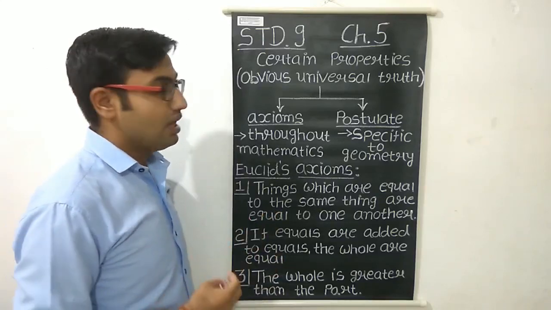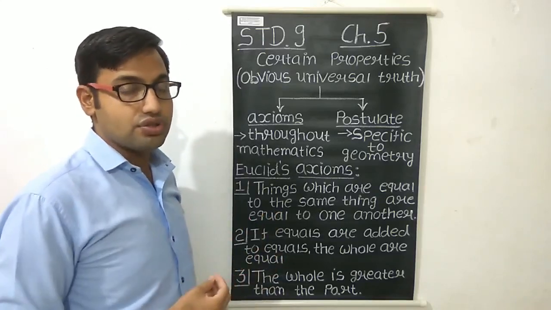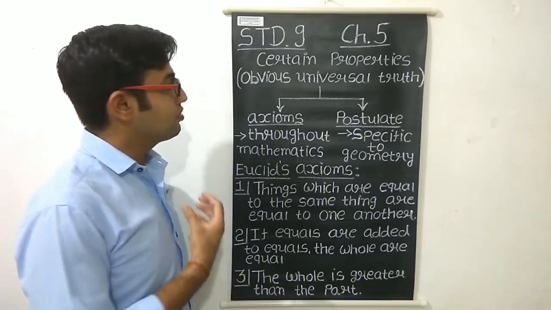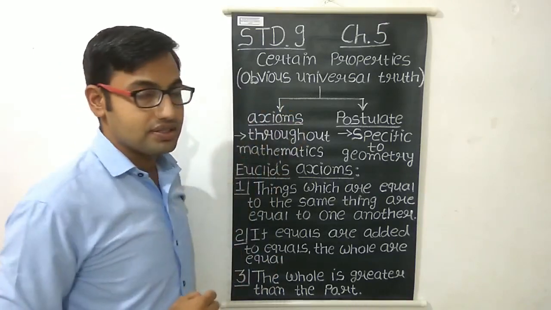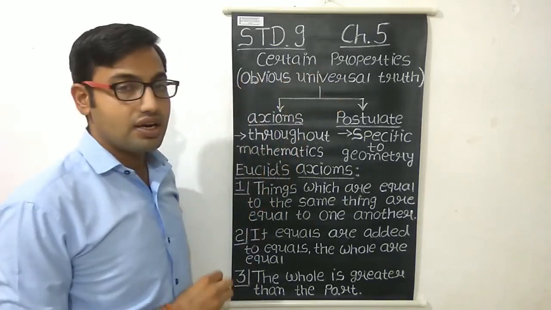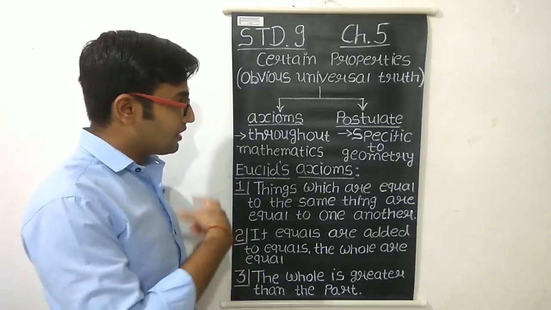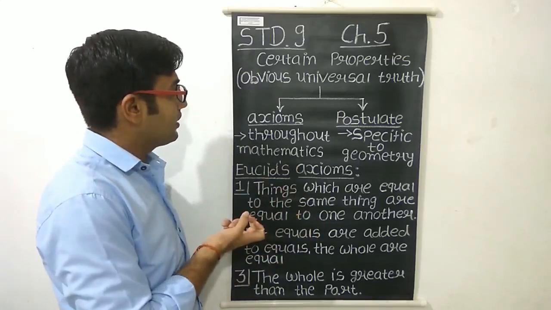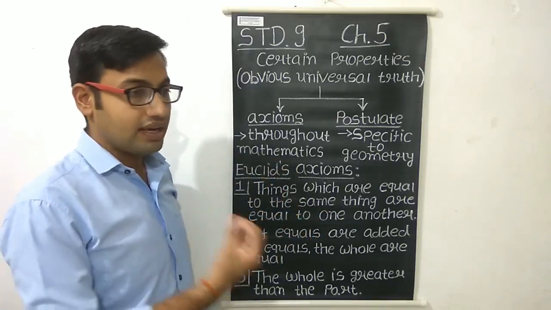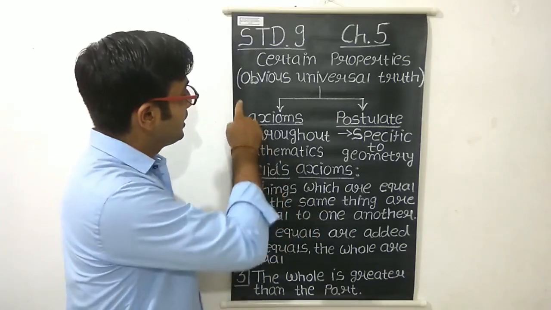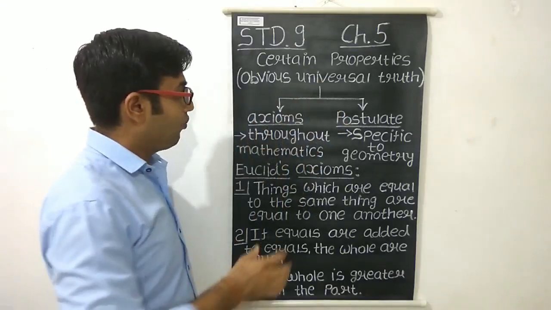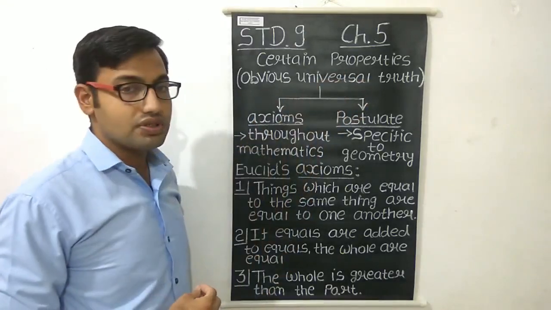So now, after giving the definitions of some terms, Euclid assumes certain properties, right? Euclid assumes certain properties, and these assumptions cannot be proved. Why can they not be proved? Because they are obvious universal truths. Now, what can we say is an obvious universal truth?